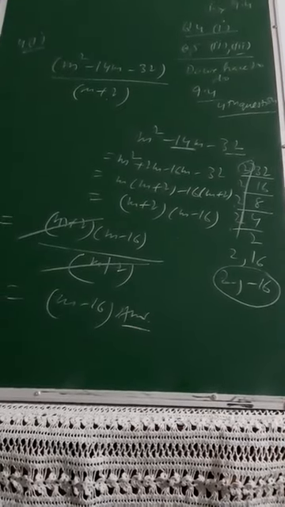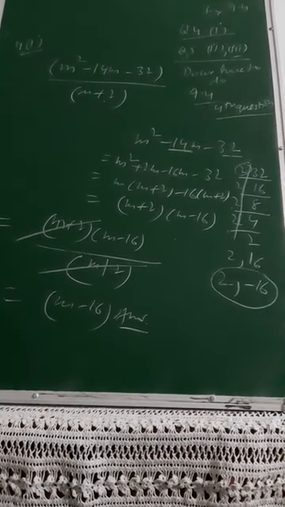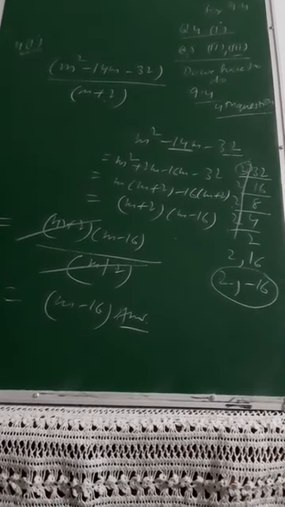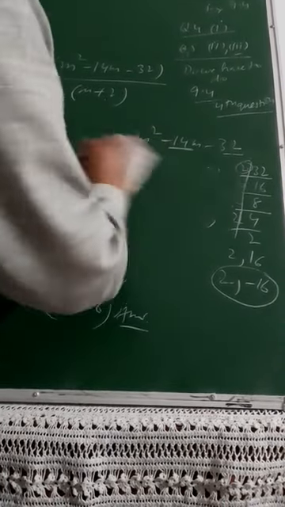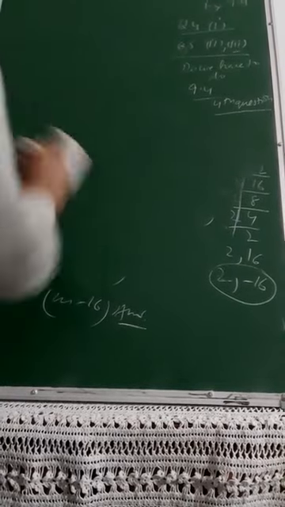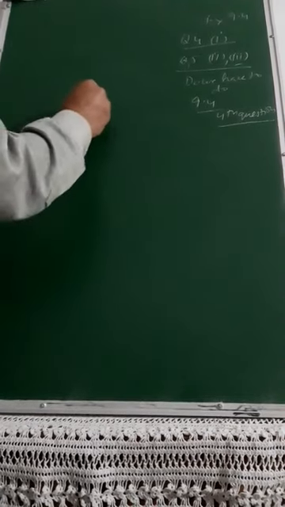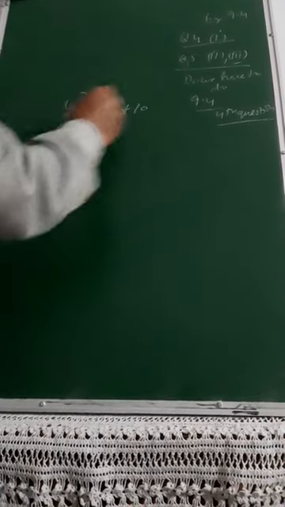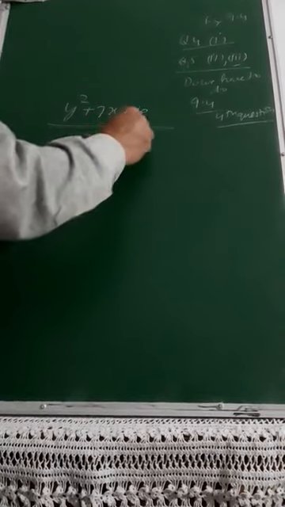Then another query was how to go for the second and third part of question number 5. So let us see what the 3 parts in question number 5 are. I will take all the 3 parts. You see that your first part is x square plus 7x plus 10, and you need to divide this by x plus 5.